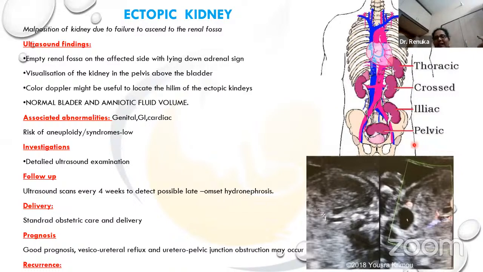But an ectopic kidney can be anywhere. The ascent can be arrested anywhere along the iliac, or it can cross and be on the opposite side, or sometimes it is also appreciated in the thoracic cavity. Here also, we need to look for other abnormalities, but in case of ectopic kidney, associated abnormalities are very rare.